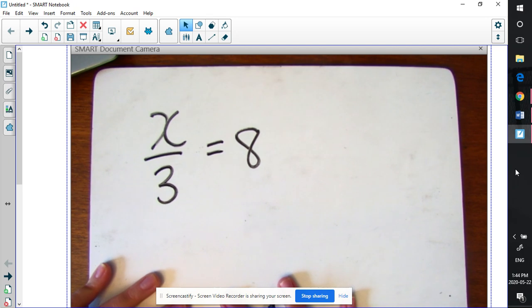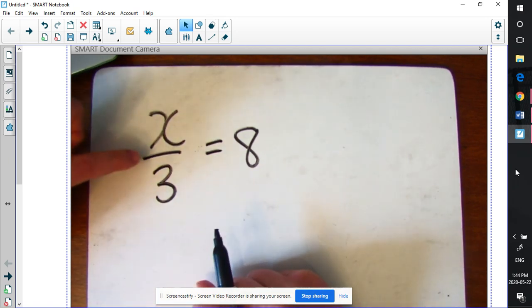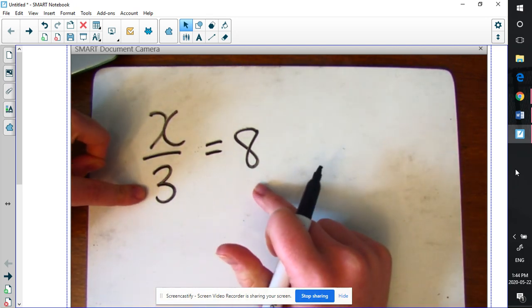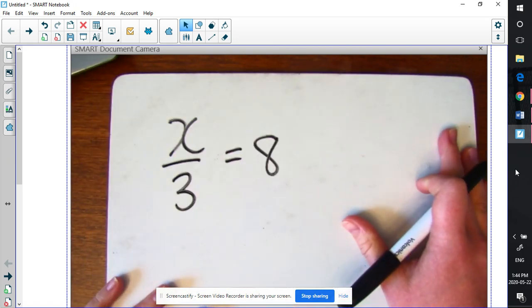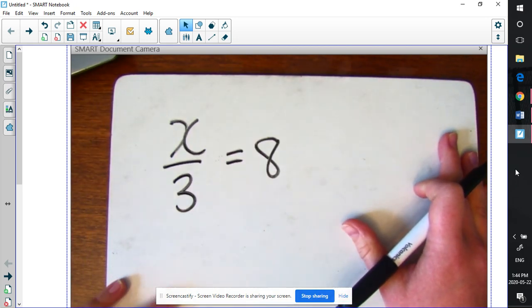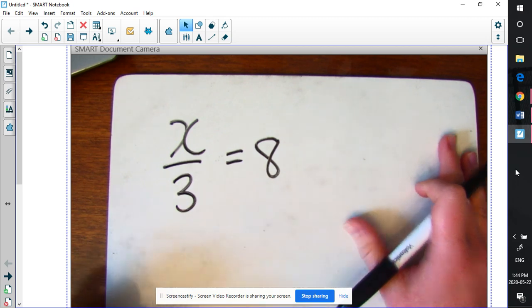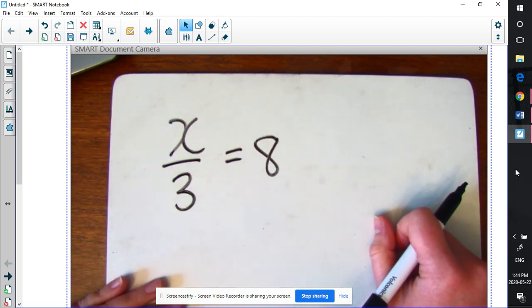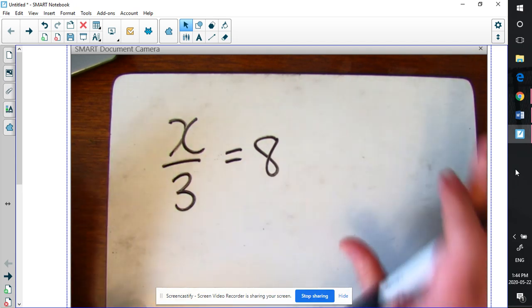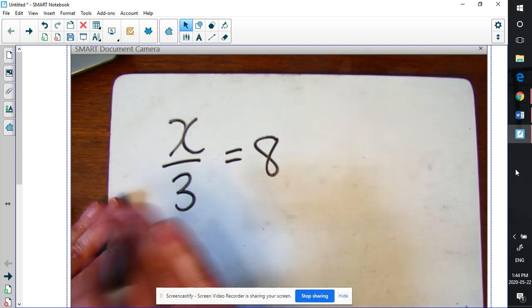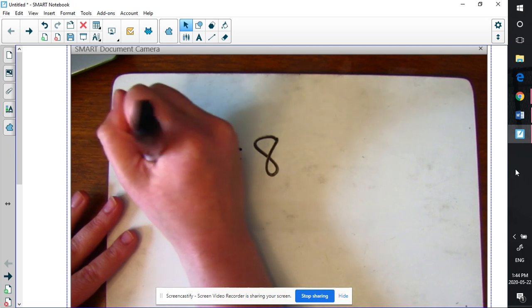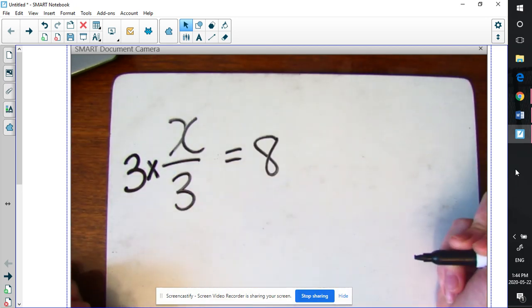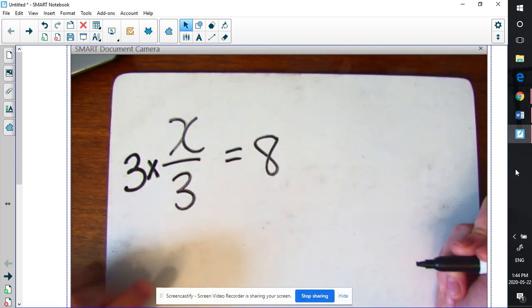So one way that you can think about this is what number, if you divide it by 3, gives you 8. Another way that we can do this is by using opposite operations. x over 3 is another way of saying x divided by 3. The opposite operation to division is multiplication. So we are going to multiply. So I'm going to do multiply 3, and we write it here on the side.